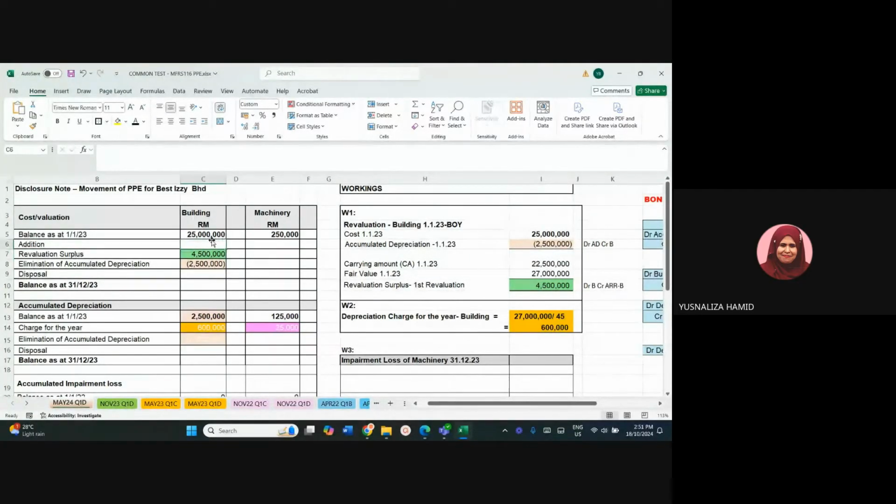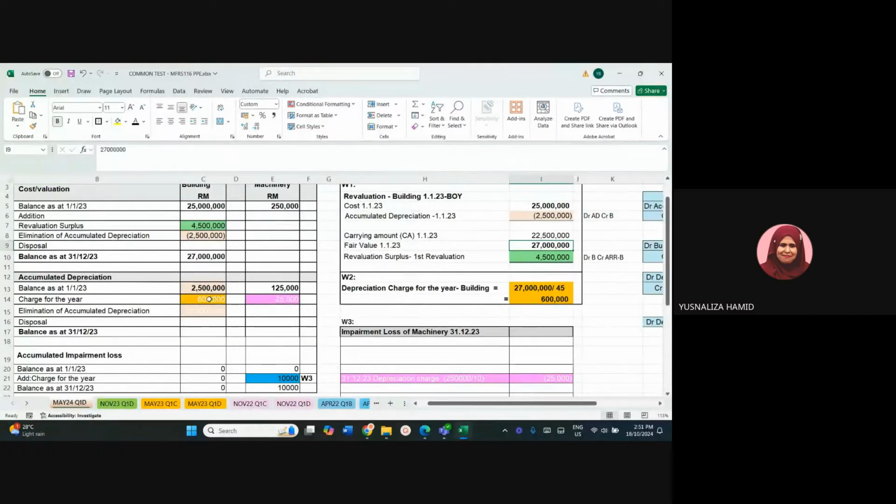And there is no new addition of asset, no new acquisition for building, just the revaluation. There was also no disposal, no derecognition. So you can now total up. When you total up, you get 27 million, which will be your fair value that you have been given.